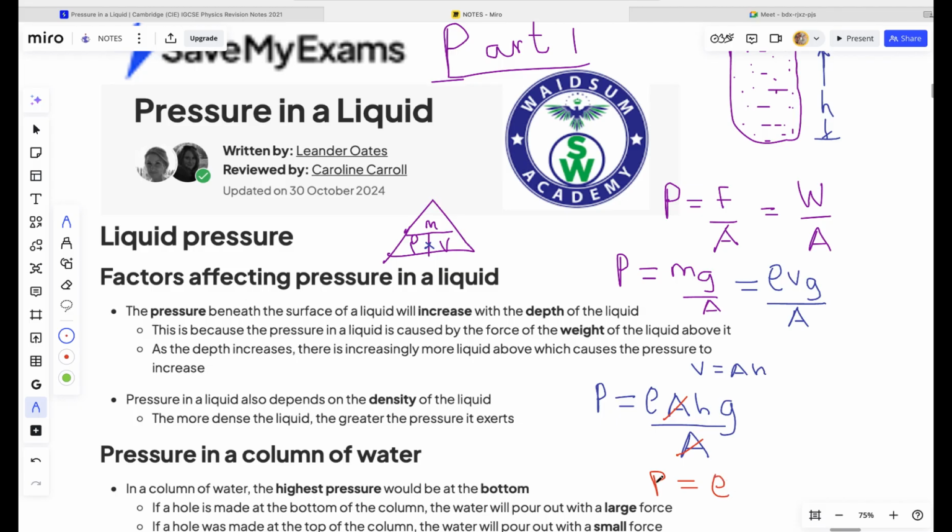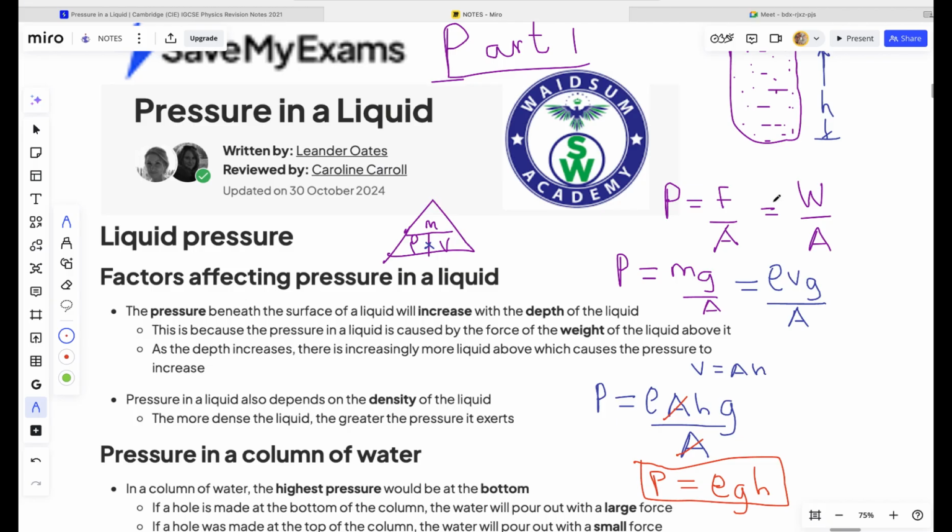The pressure, not density, of a liquid. The pressure of a liquid is the density multiplied by the gravity, multiplied by the height. So this is how we obtain this formula. Is that okay? This popular formula for calculating the pressure of a liquid, this is how we obtain it.